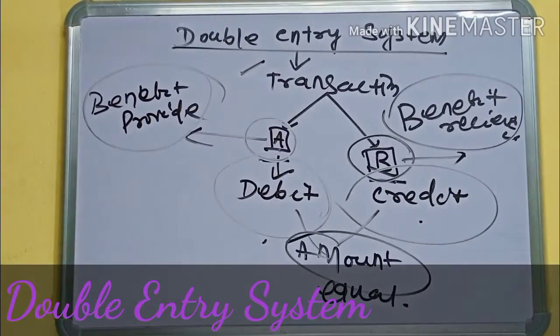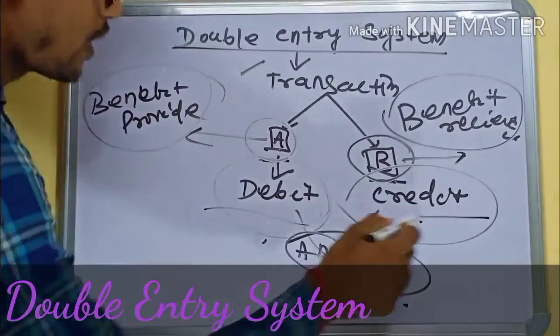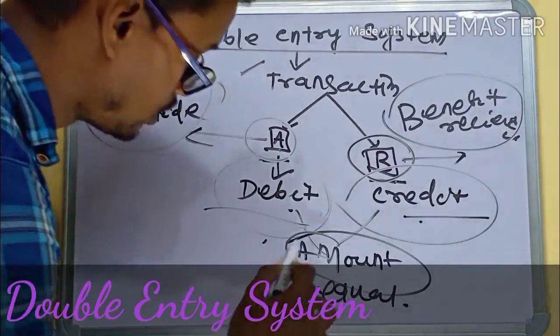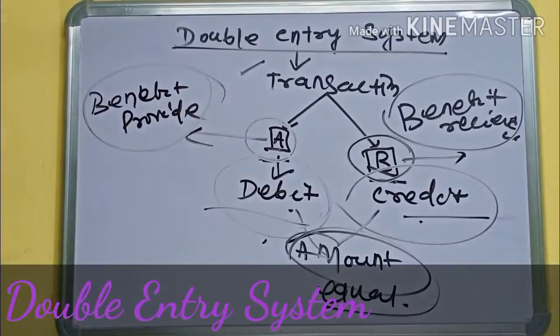Then in the double entry system, each transaction is recorded in two accounts in different positions, in different directions. One is debit and another one is credit. And it is an important fact that the debit amount and the credit amount must be equal.